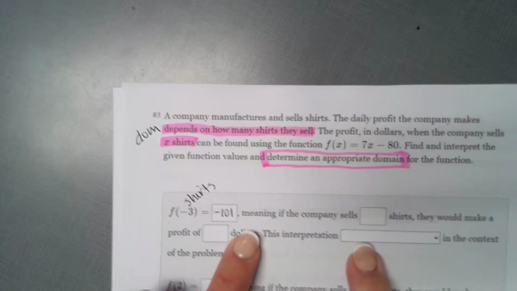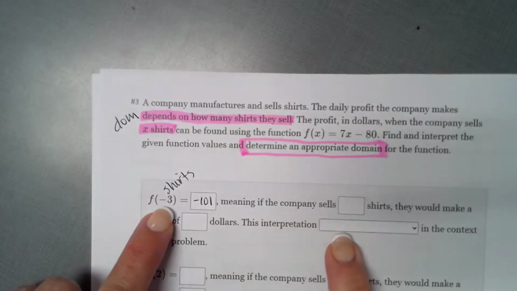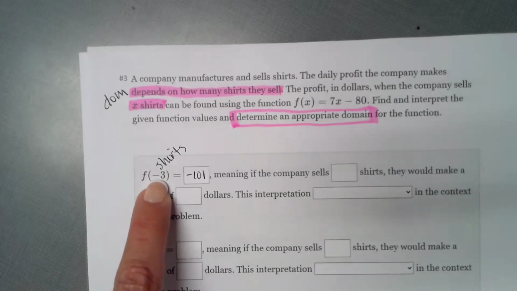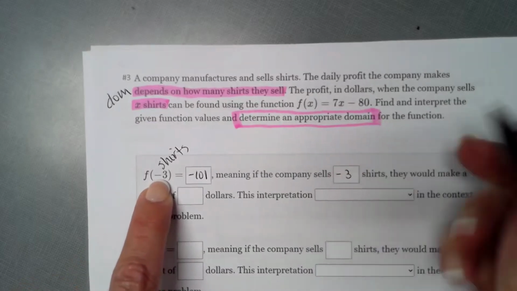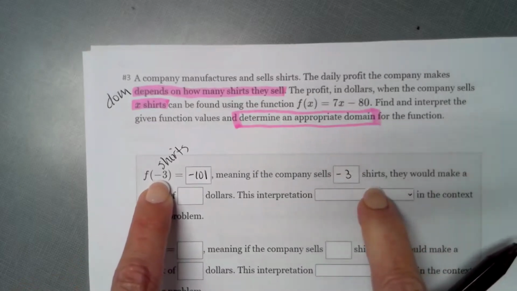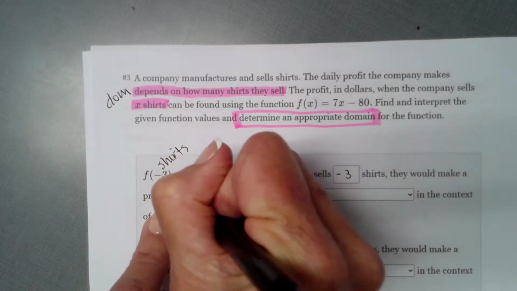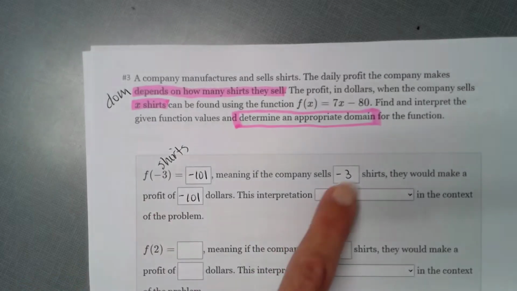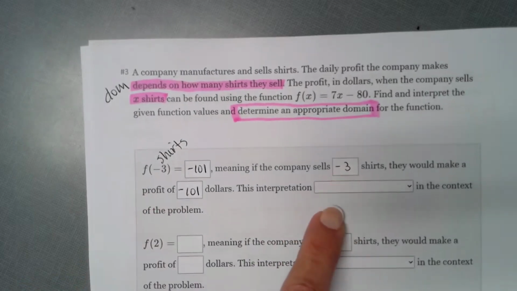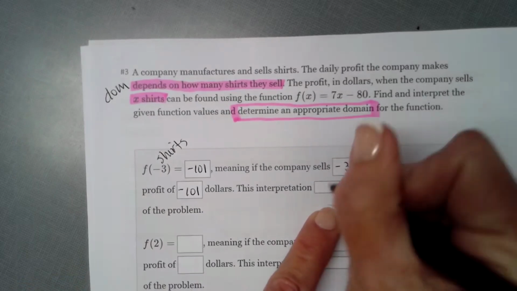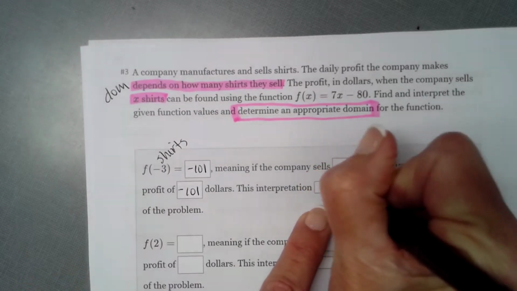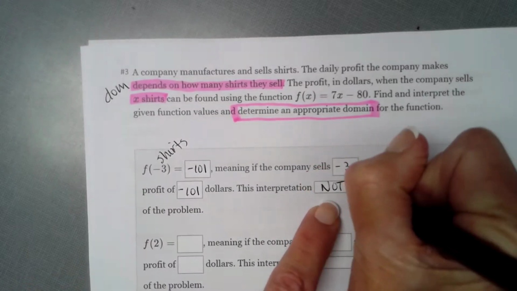So what is the meaning? The meaning is if the company sells, remember this is your X, -3 shirts. See, that doesn't make sense. They would make a profit of -$101. Okay, y'all, there is no such thing as -3 shirts. So the interpretation does not make sense.